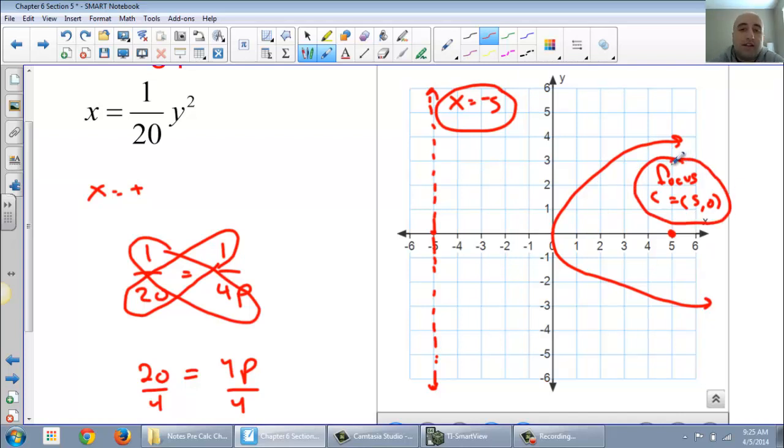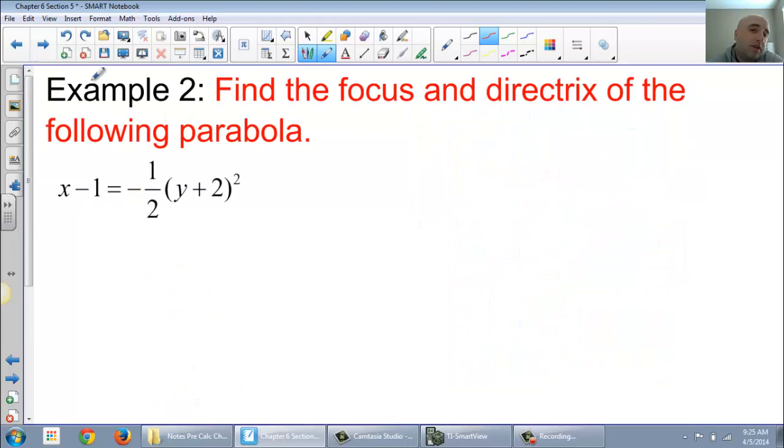Alright, let's go to our very last example here. This one's a little bit harder. But the same general principle applies here. Okay, let's look at the left-hand side. It's x on the left equals a negative 1/2. So this is x equals a negative.